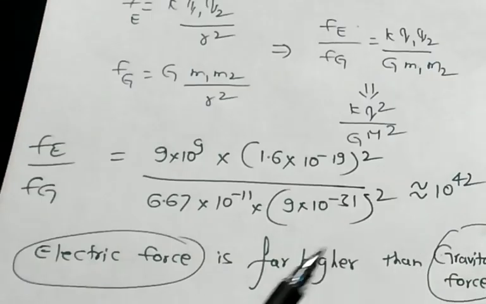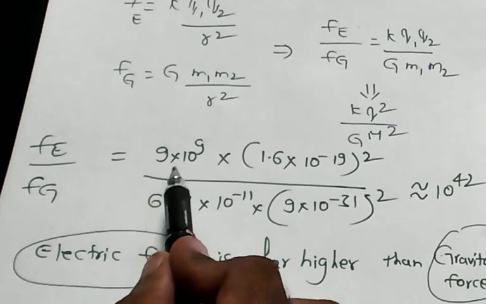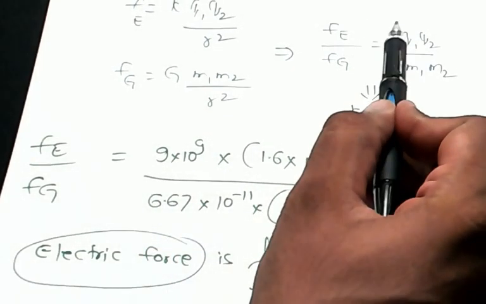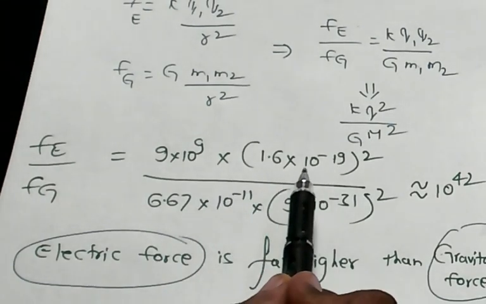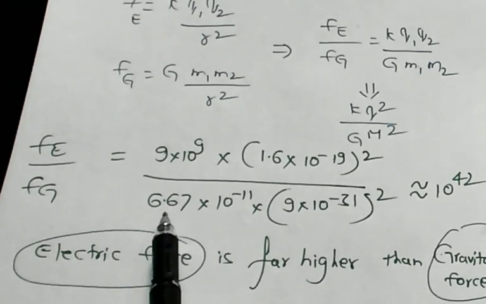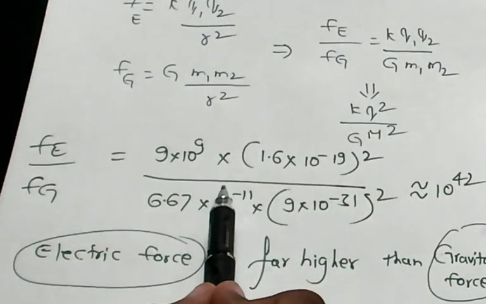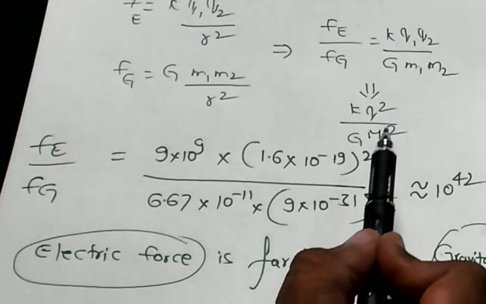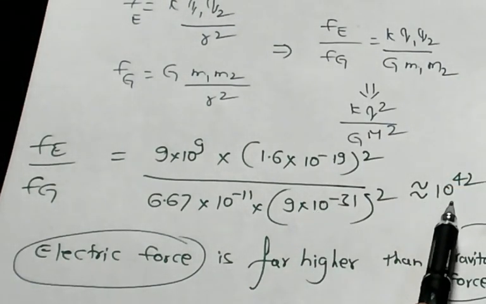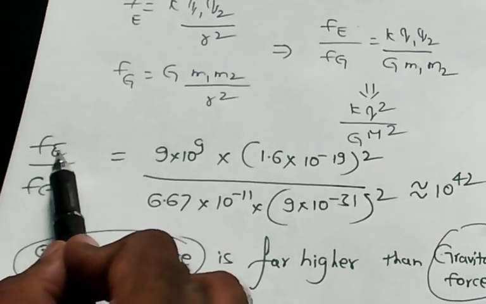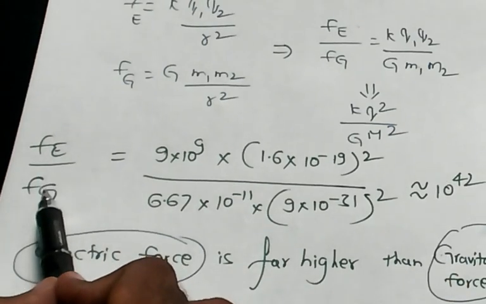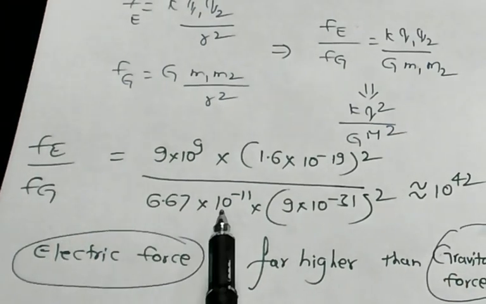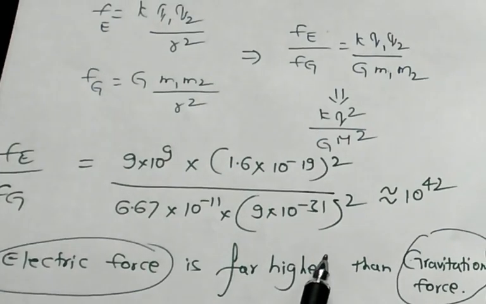So Fe by Fg is equal to 9 into 10 to the power of 9, which is the K value, times Q1 into Q2, which is 1.6 into 10 to the power of minus 19, the electron's charge, whole square, divided by G, 6.67 into 10 to the power of minus 11, into 9 into 10 to the power of minus 31 whole square, which is the mass of the electron. That will be equal to around 10 to the power of 42. That means the electrostatic force between two electrons is almost 10 to the power of 42 times higher than the gravitational force between two electrons. Far higher is what you have to remember.